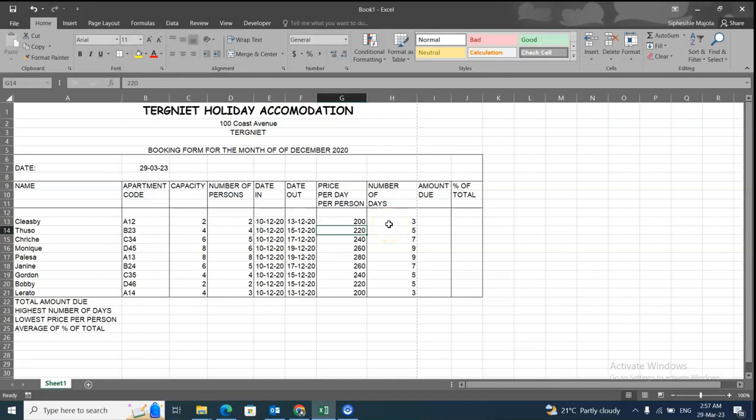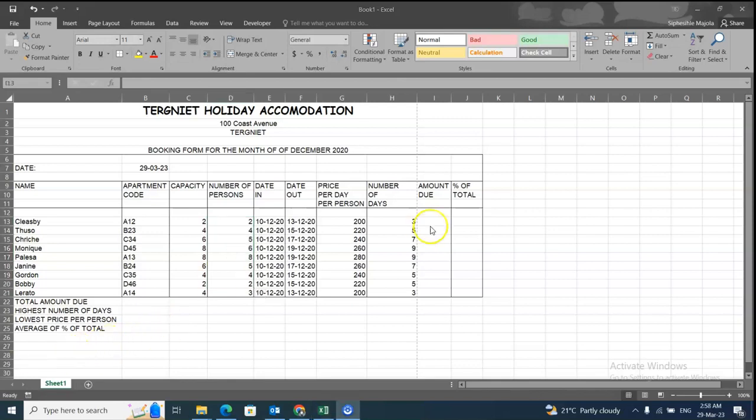It's just like your accounting knowledge, your financial maths knowledge. It's the number of persons. You do not take the capacity, because the capacity is how many people you can take in, but you only calculate based on how many people were actually there. In this one, they can take in 8, but only 6 arrived. So they cannot be paying for 2 people who didn't arrive just to make the 8. So you're going to be using the number of persons, not the capacity. Capacity is just to say how many we can accommodate, but the number of persons is the number of people who were actually there and need to be invoiced or charged for their stay.